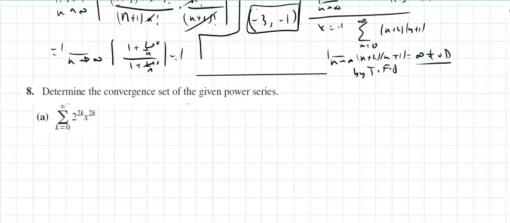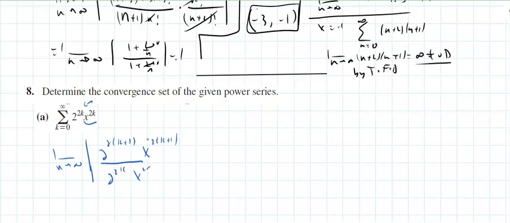How about this one? Determine the convergence set for this. If I take the limit as n approaches infinity of, if you put a k plus 1 in there, that's 2 to the 2 times (k plus 1), so be careful with that. Divided by, here it's going to be slightly different because here we have x raised to the 2 times (k plus 1) divided by 2 to the 2k, x to the 2k.